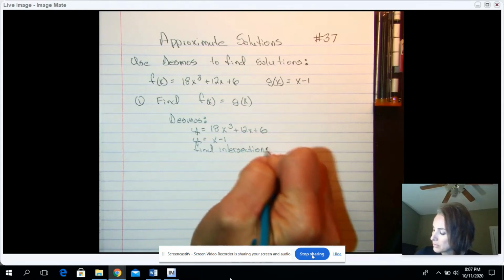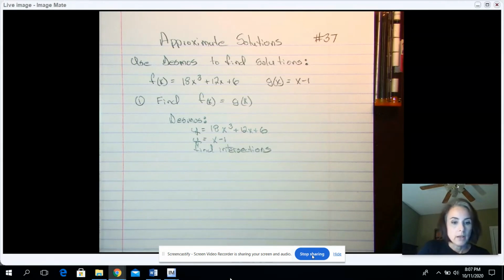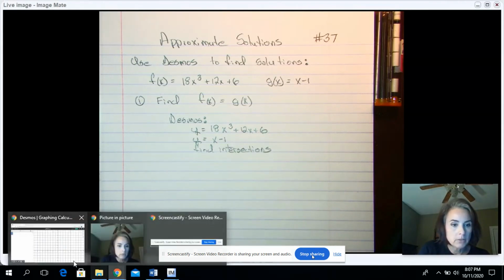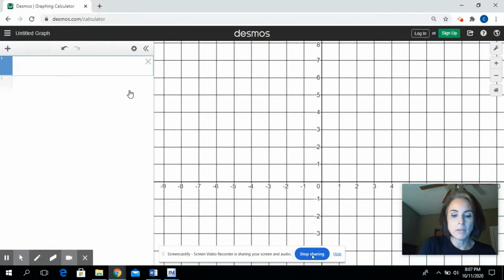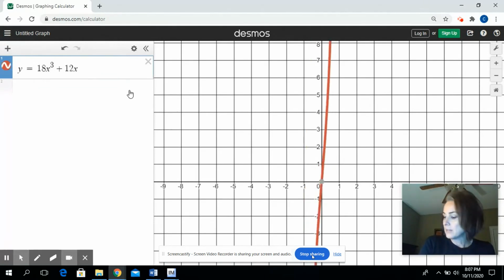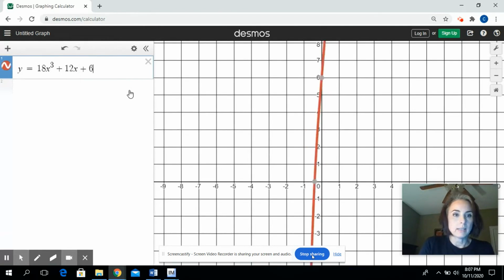Find the intersections. So if I go to Desmos and I plug in y equals 18x raised to the third power, and then you have to arrow over, plus 12x plus 6. So there's one equation. And then I do the other one, y equals x minus 1.